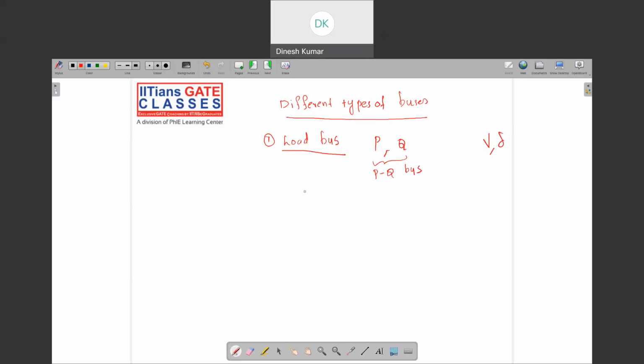So the second type of bus is known as generator bus or PV bus. Here P and V will be specified, and Q and delta we have to find out. This is basically specified, and this we have to find out.